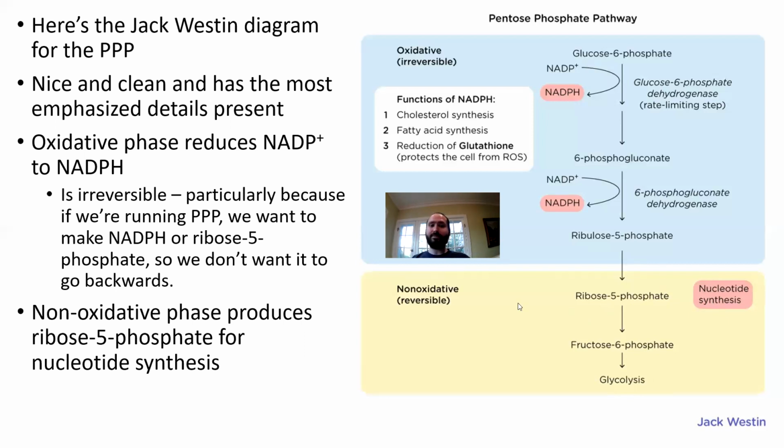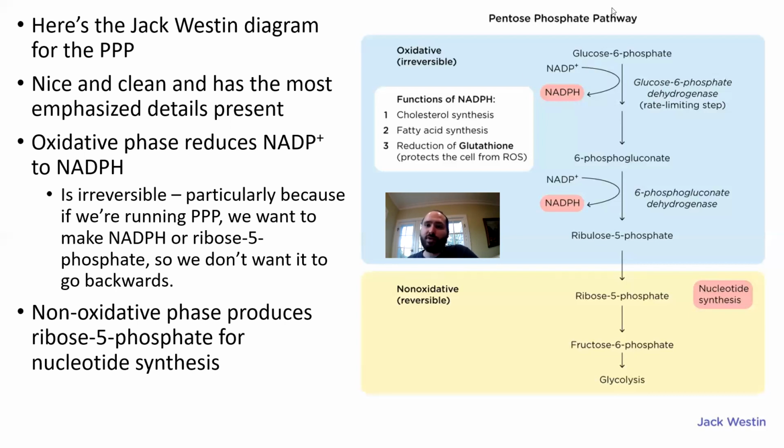Hi, I just have a question. So how in the body can we decide whether glucose 6-phosphate will undergo glycolysis or undergo the pentose phosphate pathway? So how does the body, or how does the cell, decide?